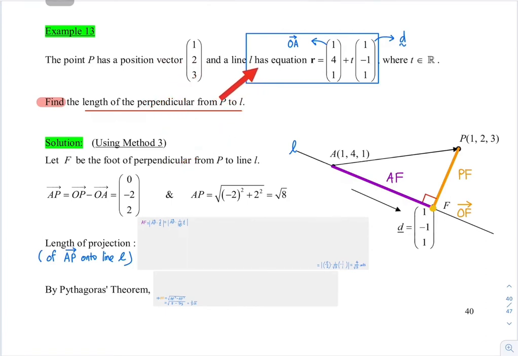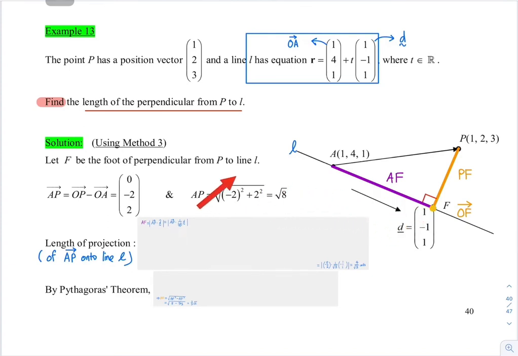The line L has equation, and this part here will give us a point on the line. So we will label this point A with coordinates (1, 4, 1), and that comes from here. The direction vector of the line is obtained from here, and we label it as D. In this particular question, we're supposed to find the length of the perpendicular from this point to the line, so it's basically the line segment PF.